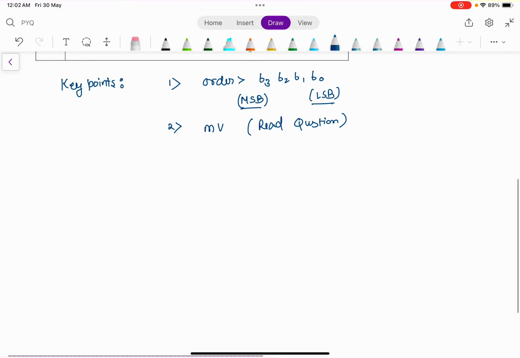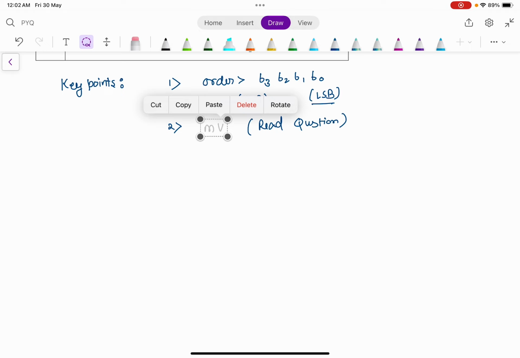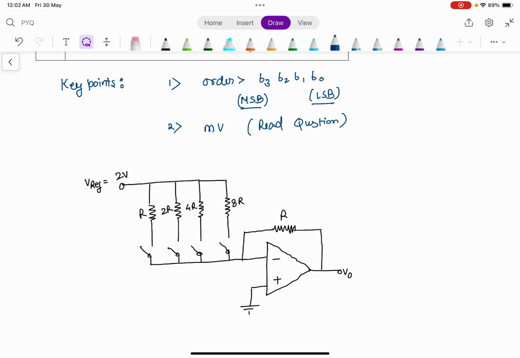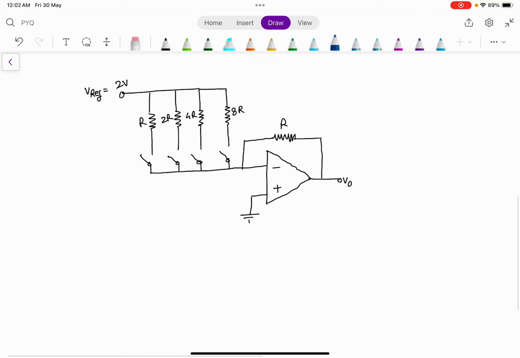So now we will draw the circuit of the op-amp and start solving the circuit using KVL. First write the first input, which is given as 1110, and the second is 1101. Assigning these inputs to B3, B2, B1, B0, this is the MSB and this is the LSB. So B3, B2, B1 switches are closed, and B0 should be open.